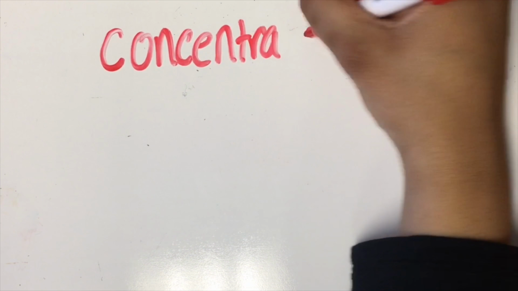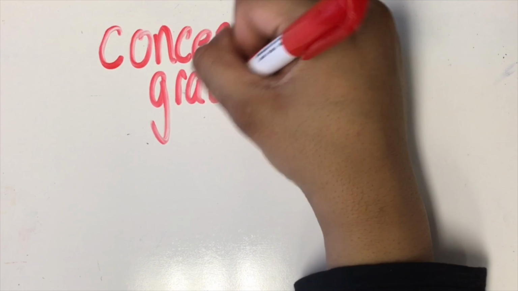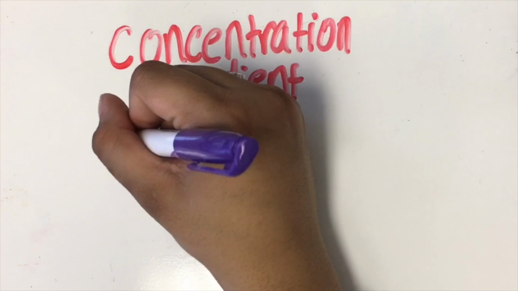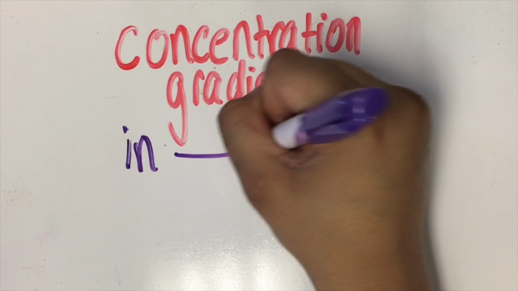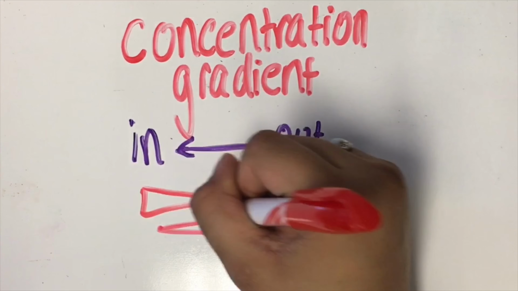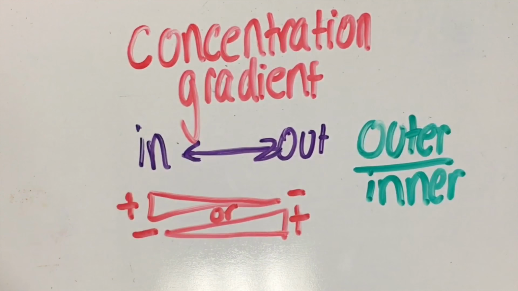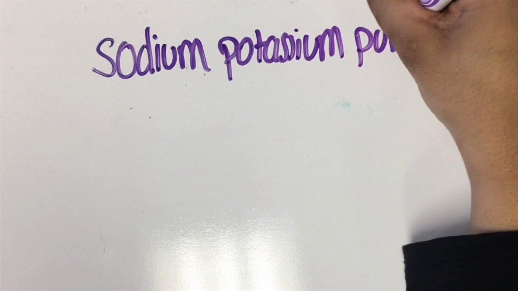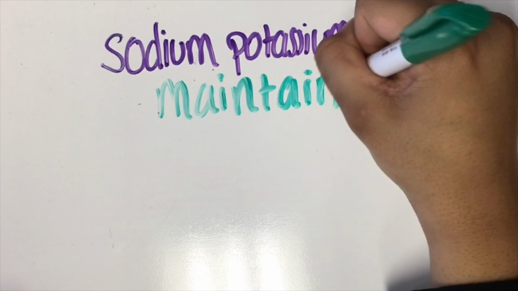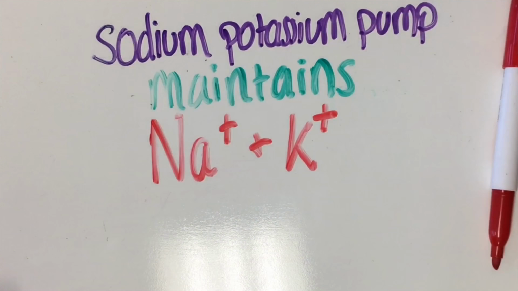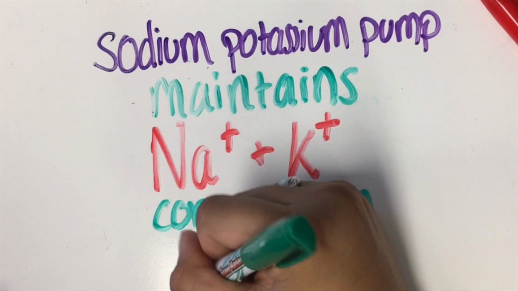A concentration gradient is created when the concentration changes going from inside of a cell to outside. To find the concentration gradient, you divide the outside concentration by the inside concentration. Inside of our cells, the sodium-potassium pump is what maintains the concentration gradients of sodium and potassium ions. The presence of these gradients is what resting potential depends on.